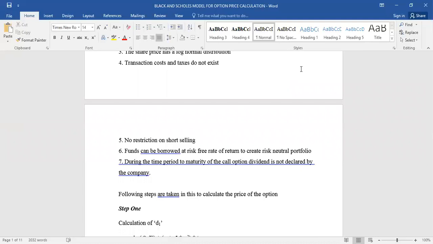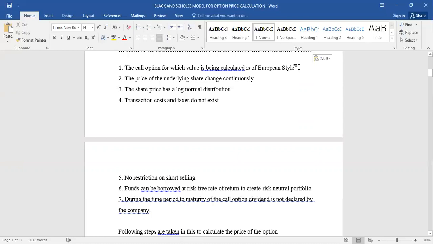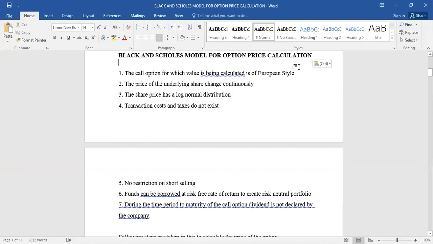And during the time period to maturity of the call option or put option, dividend is not declared by the company. So these are the basic 7 premises of this BS model. However, in practical life, we can relax premise number 7, that dividend is not declared. If suppose a dividend gets declared, you can adjust the spot price for the dividend to be declared. So that assumption is relaxed.